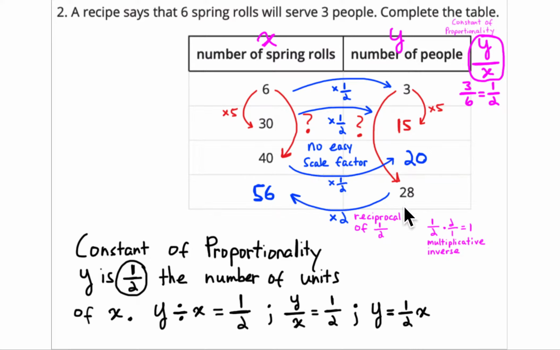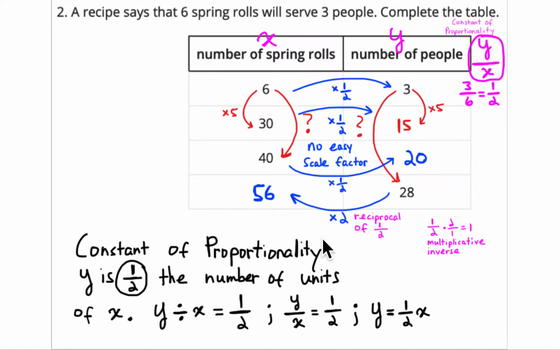But now if you go the other way, if the number of people that you can serve is 1/2 the number of spring rolls, it only makes sense that if you have the number of people, the number of spring rolls you need is 2 times that. That is the reciprocal of 1/2. So when you go the other way from the y column to the x column, you're going to multiply by the reciprocal. Again, how do you get the constant of proportionality?